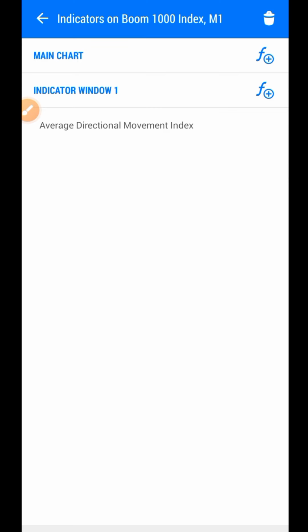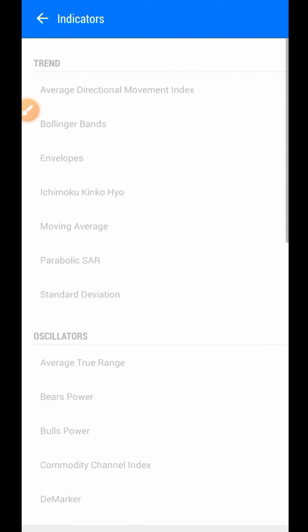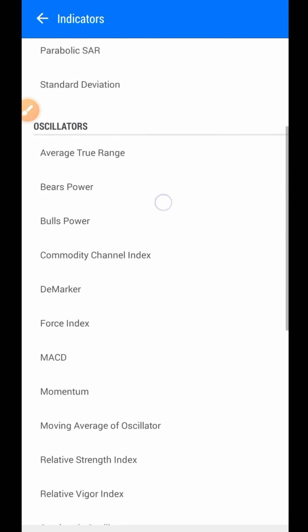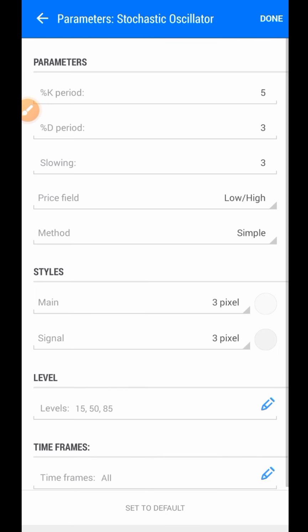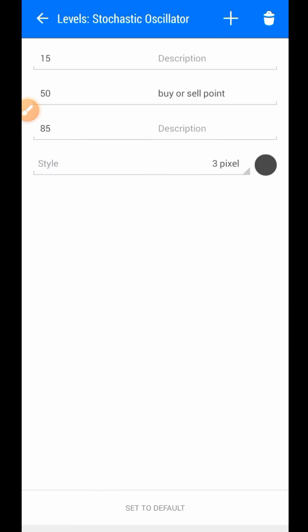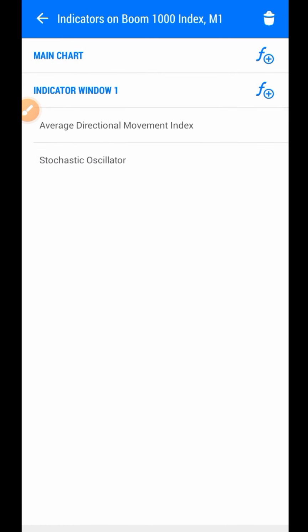The next indicator is still an indicator window. Click on F plus, then we'll be finding the stochastic oscillator. Click on the stochastic oscillator, leave the settings like this. Under the styles, leave the colors as the background color of your chart. Then come to levels there. See the levels 15, 50, 85. The 50 is the buy or sell point. Just leave it like that. Then click on done after that.